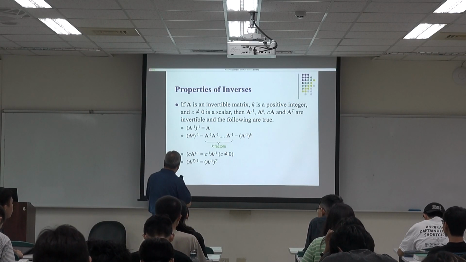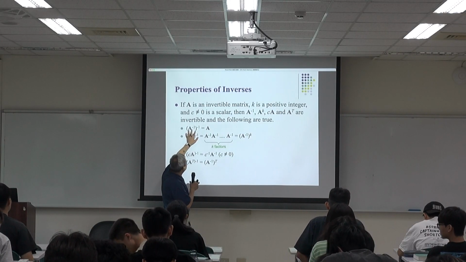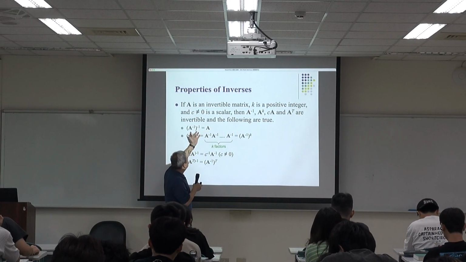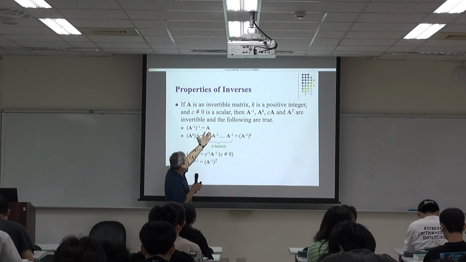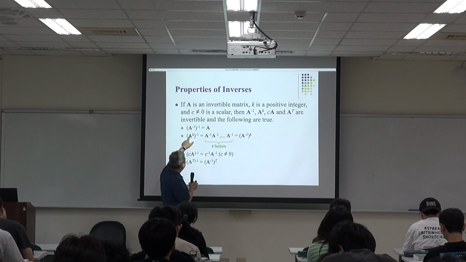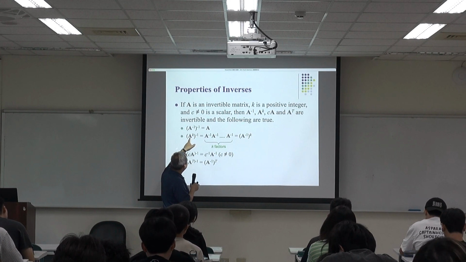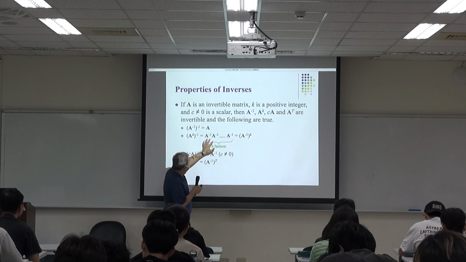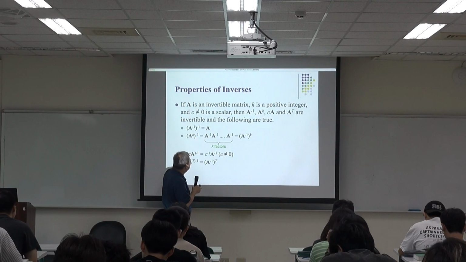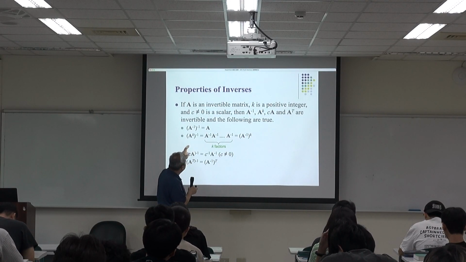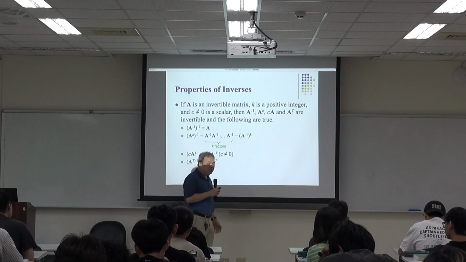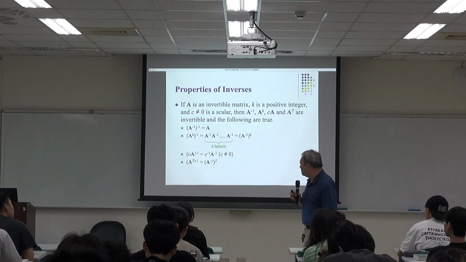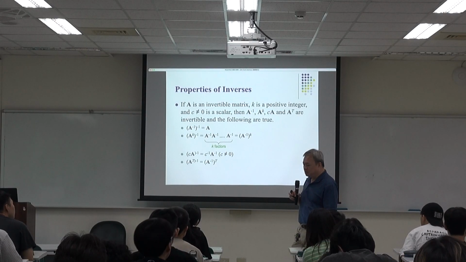So A inverse inverse: if you invert A twice, you will go back to itself. I mean, this is easy, according to the definition of the inverse. And A to the power of K, inverse, is going to be A inverse to the power of K. Okay, you can take a look. The proof of this one requires induction, because this is for an arbitrary value K.